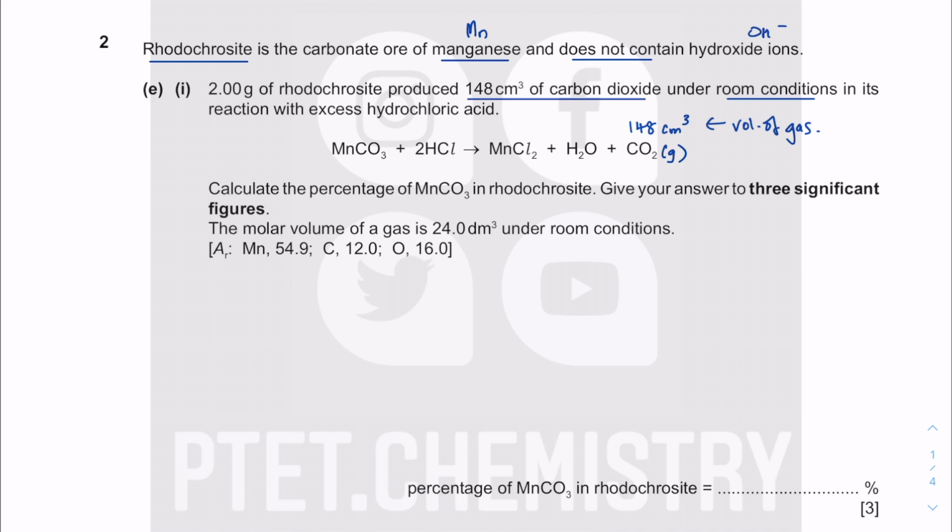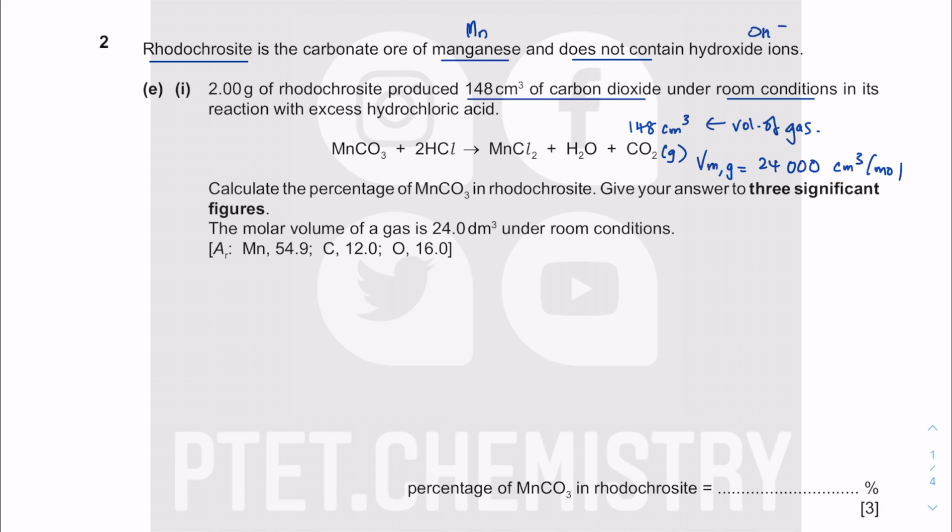So I can get the mole of CO2 by relating this to molar volume, which is given in your periodic table for free at the bottom of it. Molar volume is the 24 dm cube or 24,000 cm cube that 1 mole of any gas occupies. This is given in cm cube, so I would have to use molar volume of gas, which is 24,000 cm cube per mole, where 1 mole of any gas occupies this much volume, 24,000 cm cube or 24 dm cube.